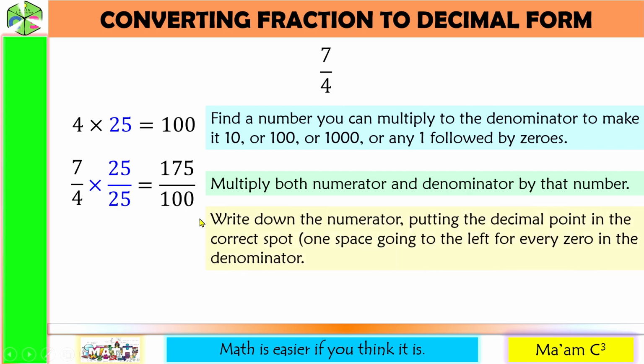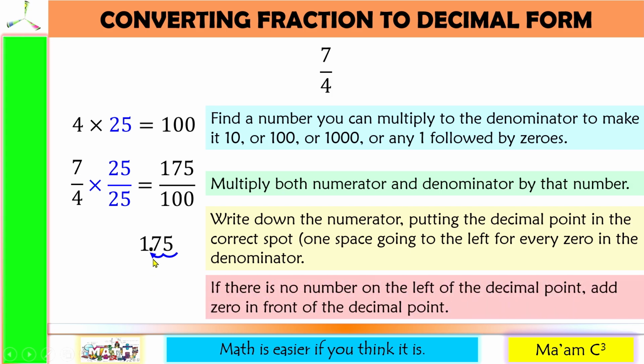Step 3, let us write down our numerator. The decimal point is initially here, and let us put it in the correct spot. Let us count the number of zeros in our denominator. We have 1, 2. So let us move 2 places going to the left. 1, 2. So the decimal point should be between 1 and 7. And since we have a number in front of the decimal point, there's no need to write 0. So 7 divided by 4 is equal to 1.75.